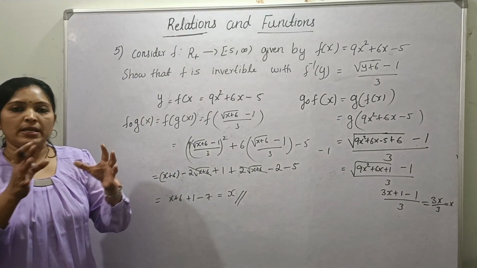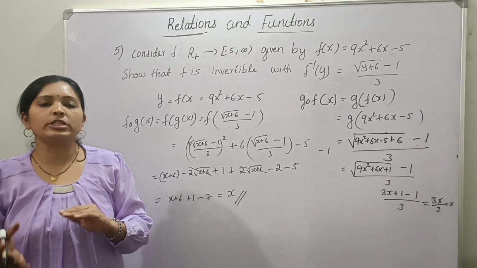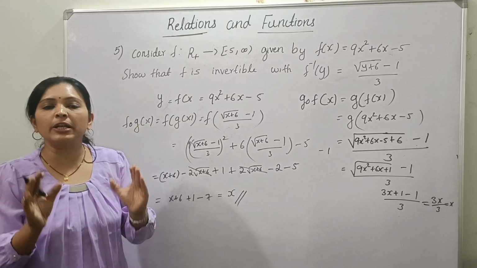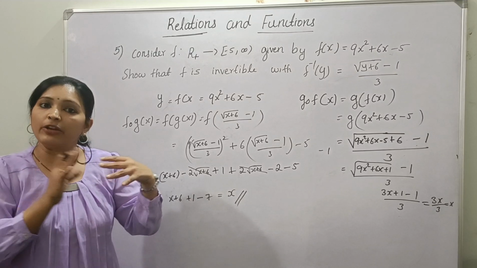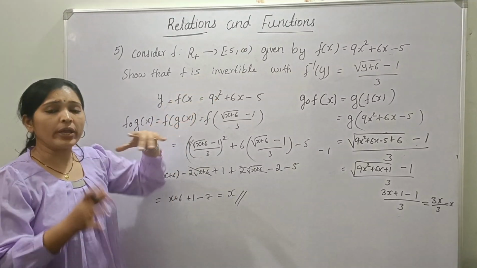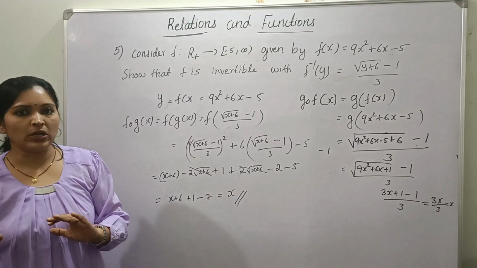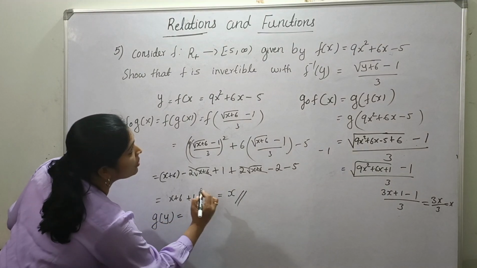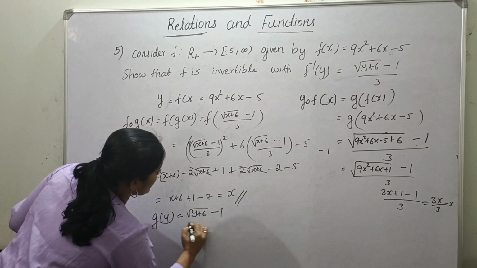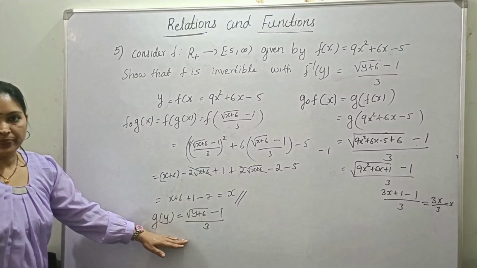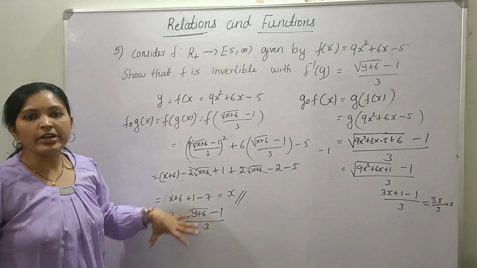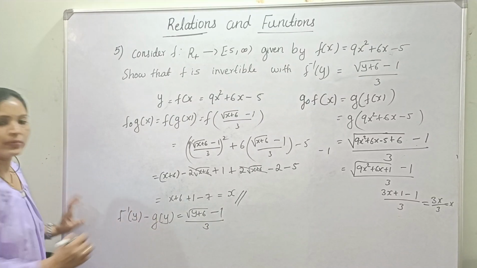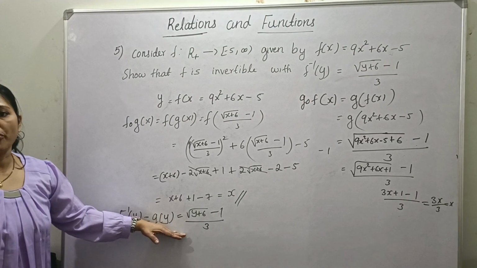So what does it mean? See here, f composite g and g composite f are identity functions. Therefore, this function f is invertible and its inverse is g. Okay, g is the inverse of this function f. So what is g? g of y is equal to (root of y plus 6 minus 1) divided by 3. So g of y is the inverse of the function f. That is g of y is the f inverse of y. So f inverse of y is nothing but g of y, right?